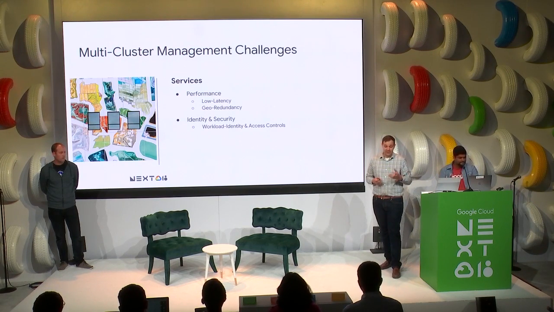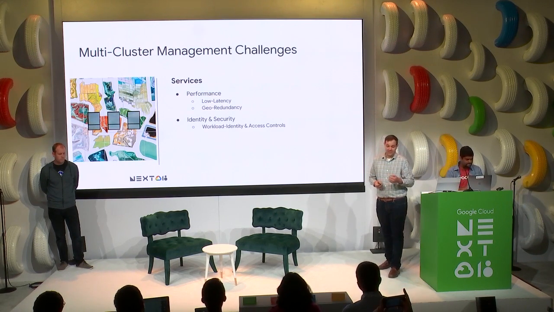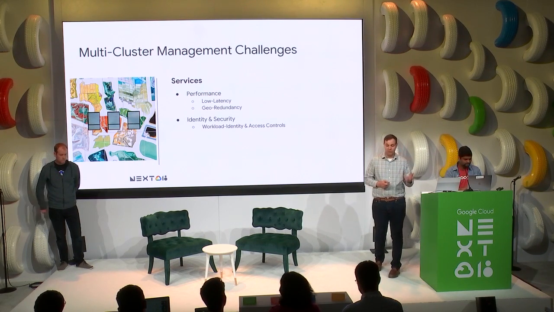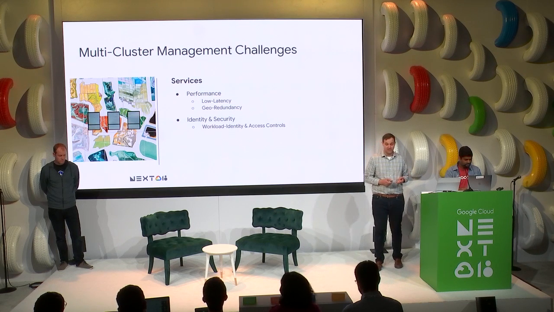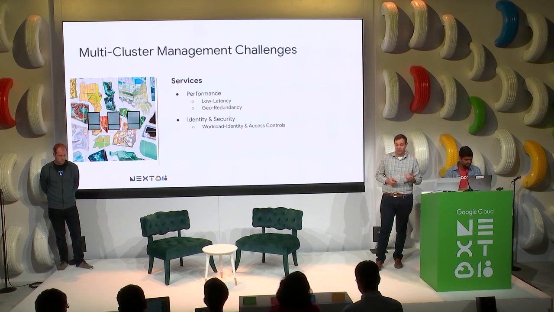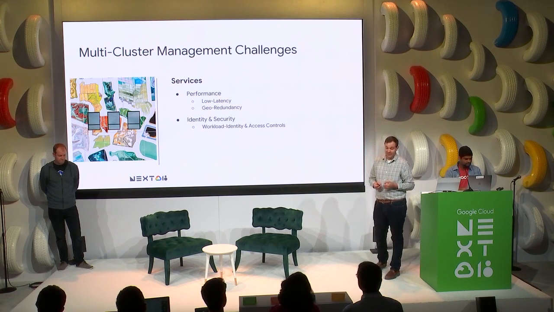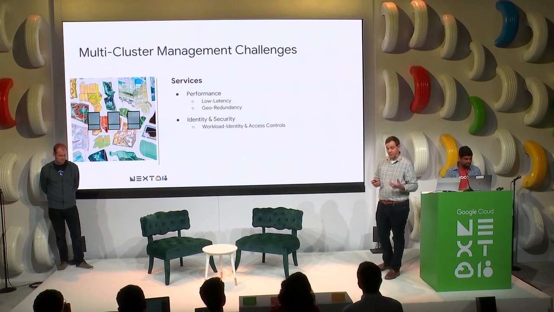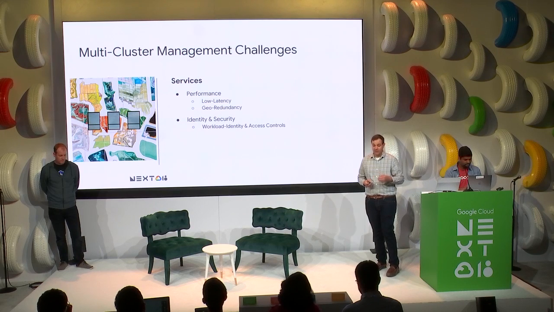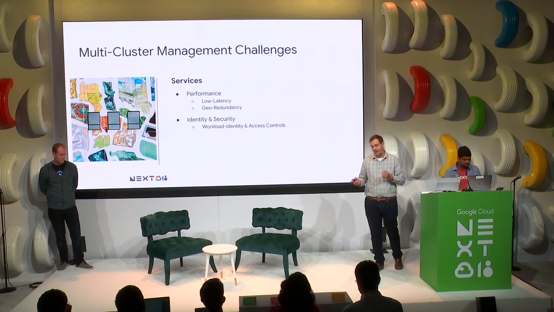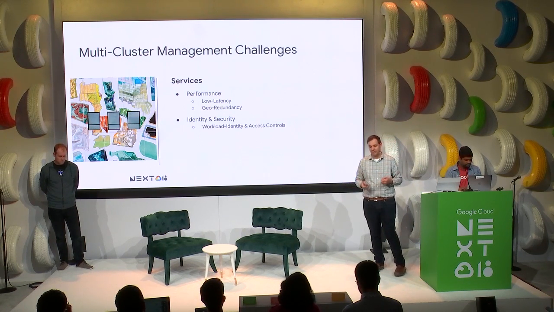Services as well is another big challenge. So I discussed this earlier when I showed the multi-cluster use cases, but performance, low latency and geo-redundancy is something that people often think about when they're placing services. And this is, again, where Istio and CSP in general, the cloud services platform, come in. We've got identity and security. So you can assign identities to your workloads, and you can set up access controls across environments.